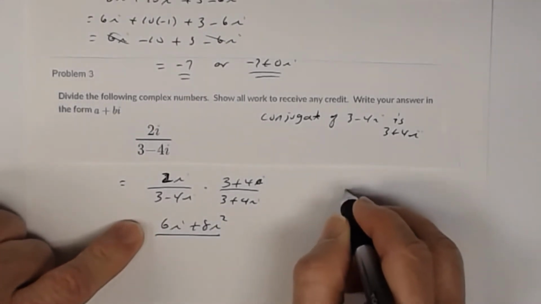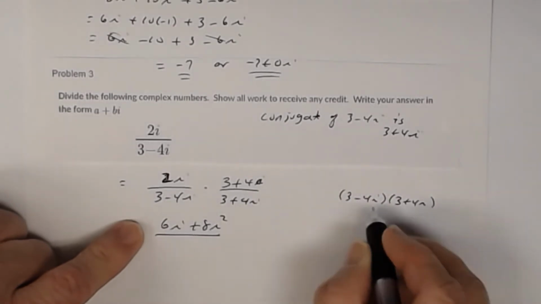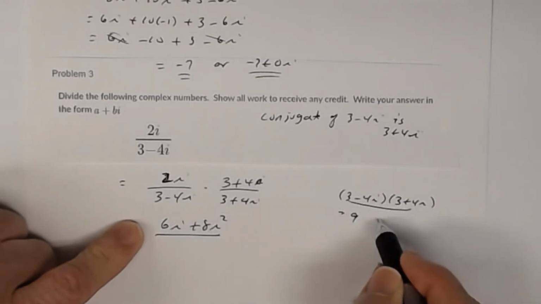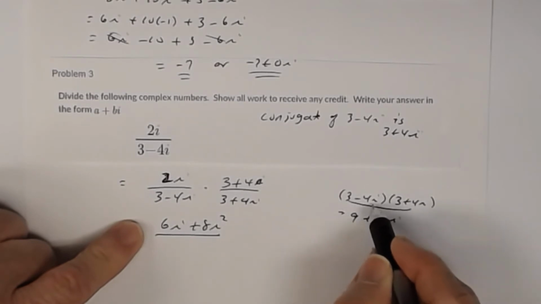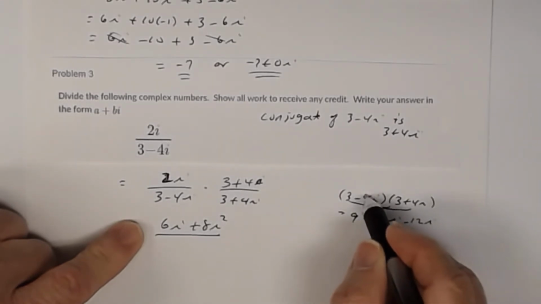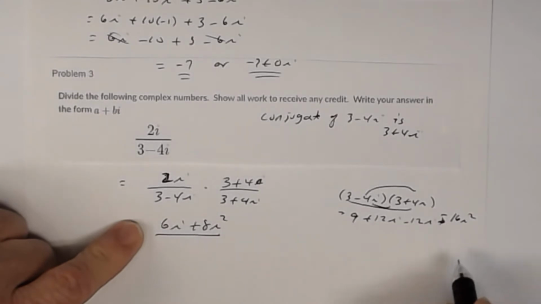Then in the denominator, you get 3 times 3 is 9. So notice this is what you have. You have 3 minus 4i times 3 plus 4i. So if you FOIL, you get 3 times 3 is 9. The outer, 3 times 4i is 12i. The inner, a negative 4i times 3 is a negative 12i. And then last, a negative 4i times positive 4i is a negative 16i squared.